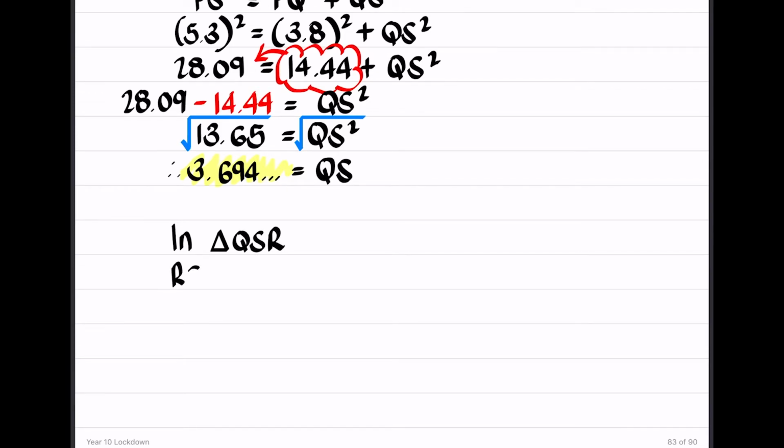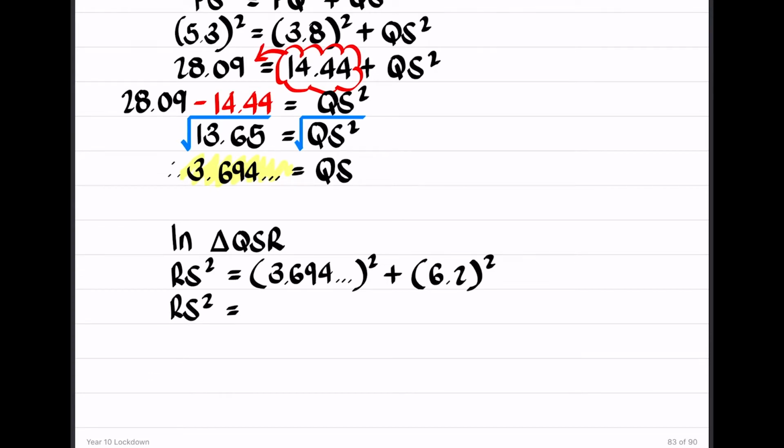So RS squared is equal to side 1, which is what I've got above, which is 3.694. I'm just going to keep it on my calculator, so that I can keep all the decimal places, squared, plus side 2, which is 6.2 squared. So RS squared is equal to, if I just push my answer button on my calculator, it's going to keep that whole decimal of 3.694, etc. I square it plus 6.2 squared, and I'm going to get an answer of 52.09.